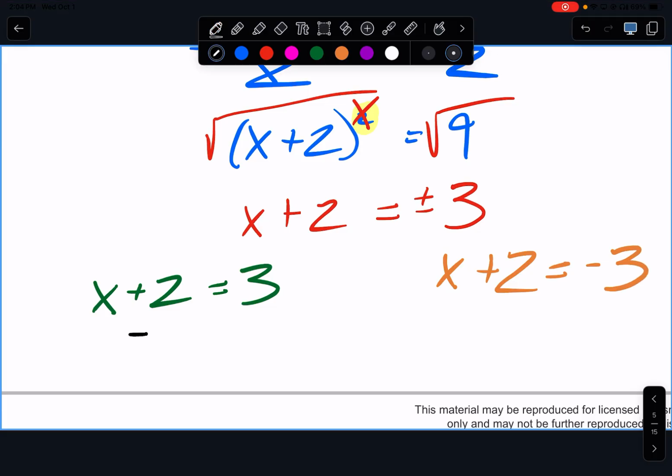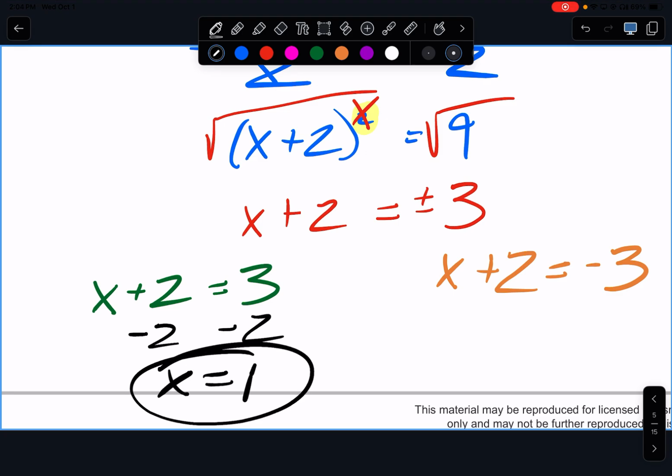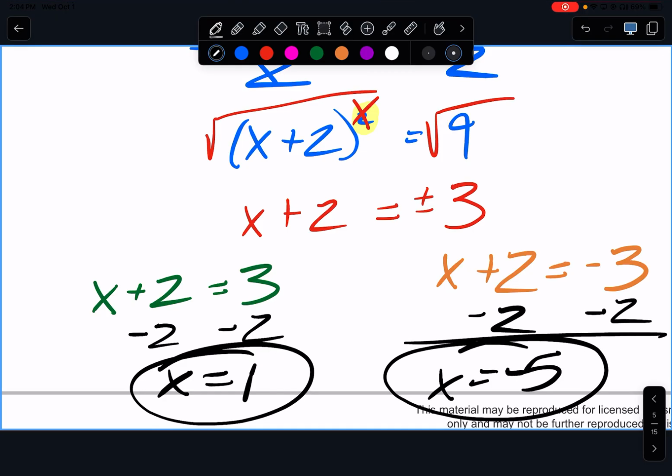So then if I subtract 2 on both sides, I'm going to get that x equals 1, like we talked about. But I'm also going to get x equals negative 5. So x could equal 1, x could equal negative 5.